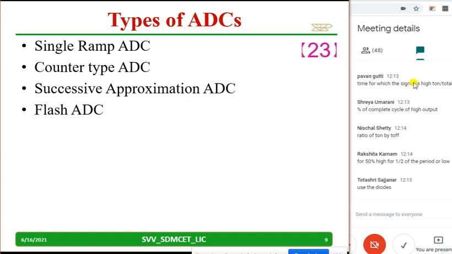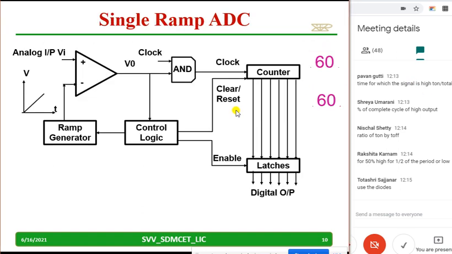In detail, one by one we are going to discuss. Let us take a single ramp A to D converter. I want you people to copy down the diagram. This is completely drawn by me. Each and every single line is drawn by me. You won't get this on the internet. I am taking a lot of pain to draw all these things. So please copy down this neatly. Then we will have a discussion on how actually A to D conversion takes place.